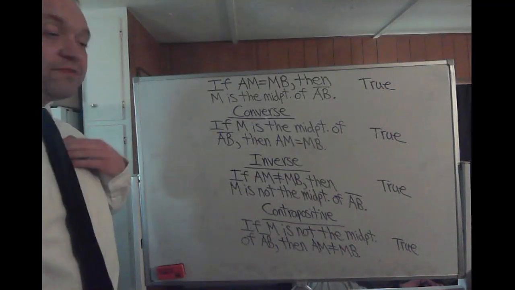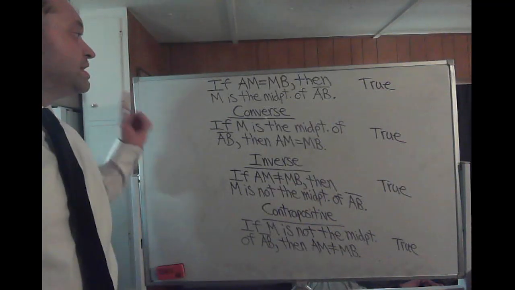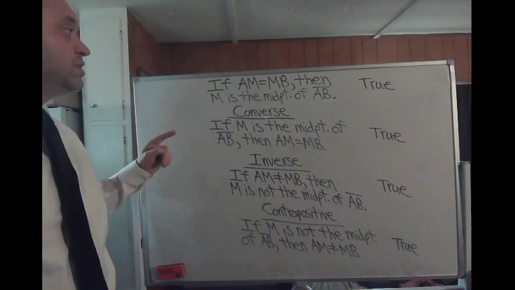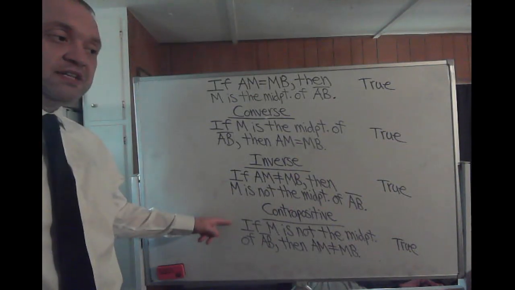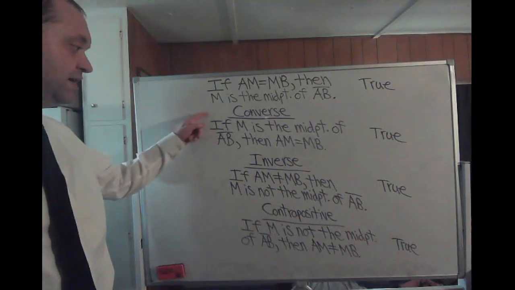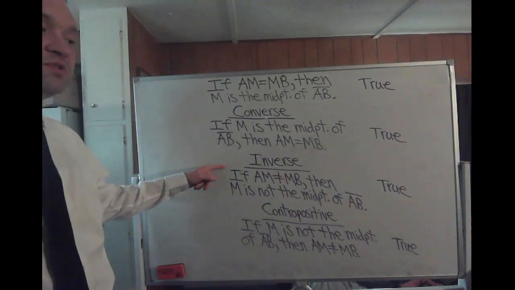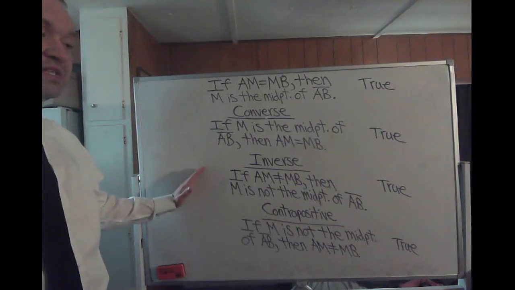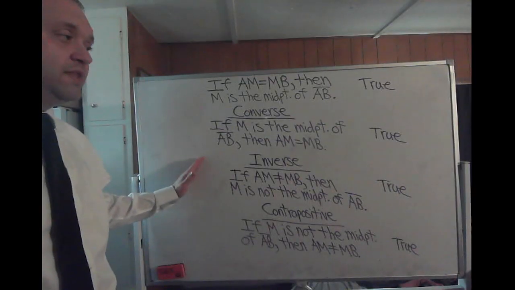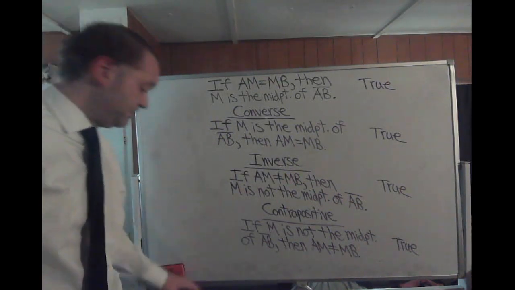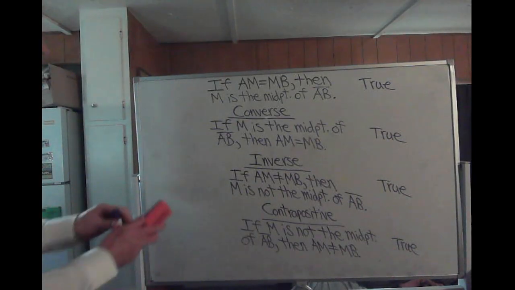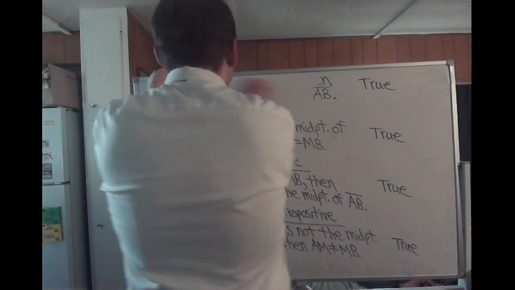So after doing these a while, it's very tempting to want to say that the original statement and the contrapositive will always be true and that the converse and inverse will always be false. This is a prime example of why you can't always go by that. You have to take it on a statement by statement basis. And I got some more examples here.